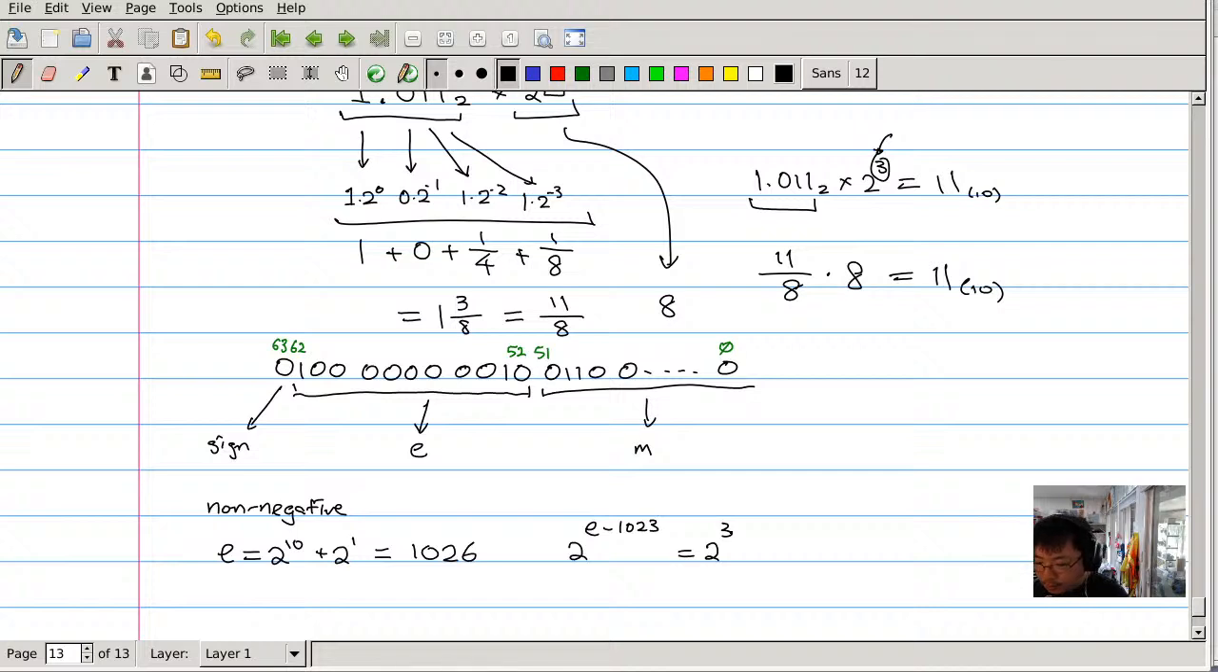Are we doing okay so far? So I can call this the magnitude. Does everybody understand why the magnitude is 2 to the power of 3 when E itself is in binary 1 followed by a whole bunch of zeros and then 1 0? Okay.